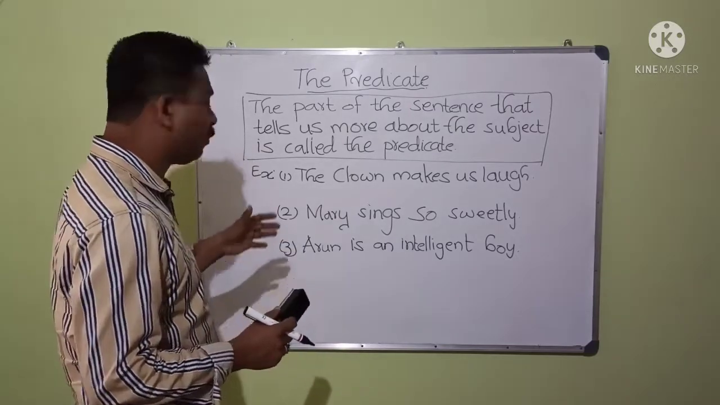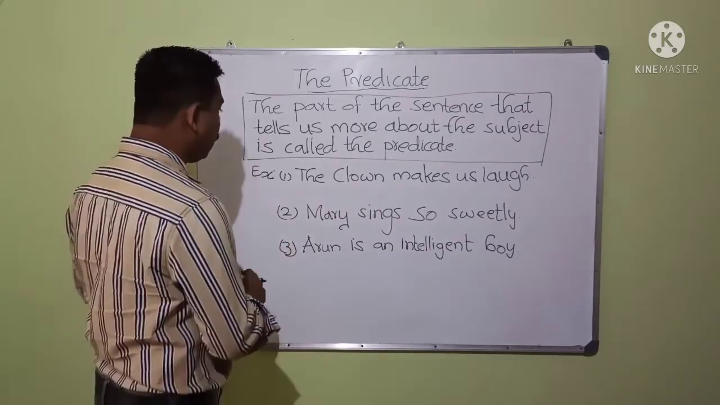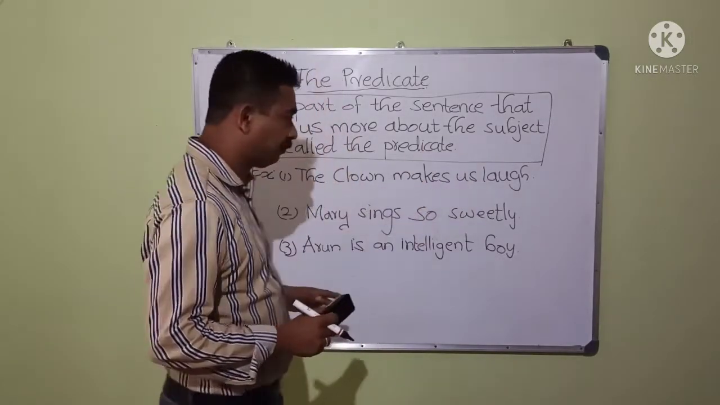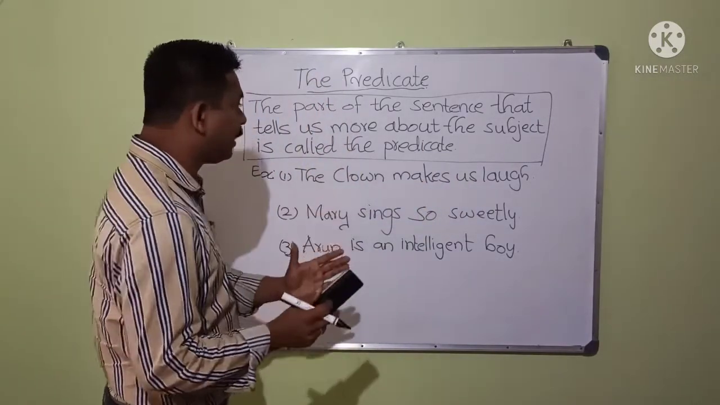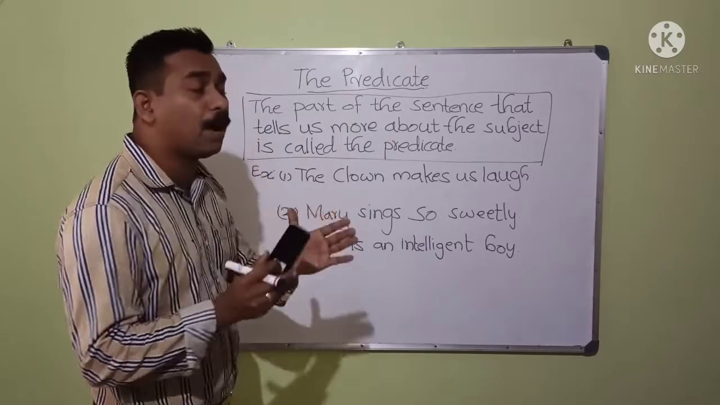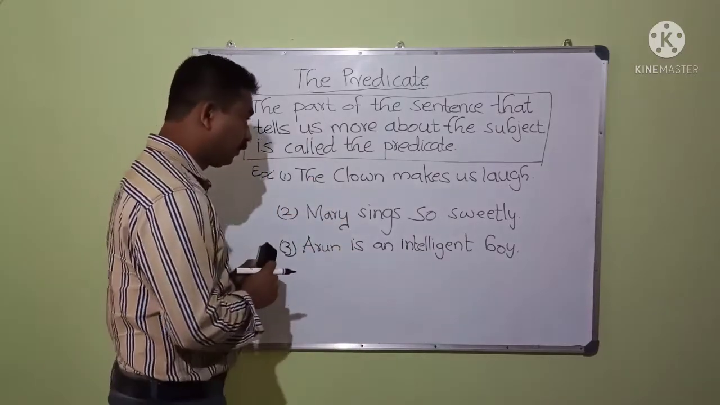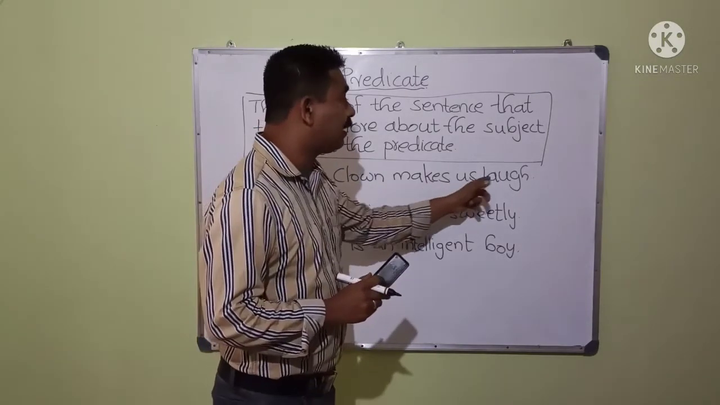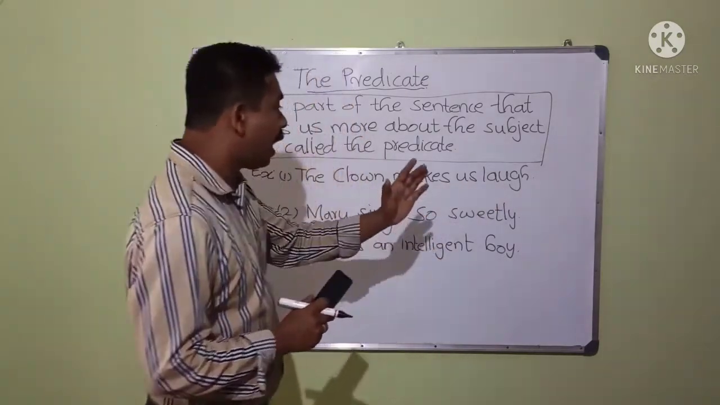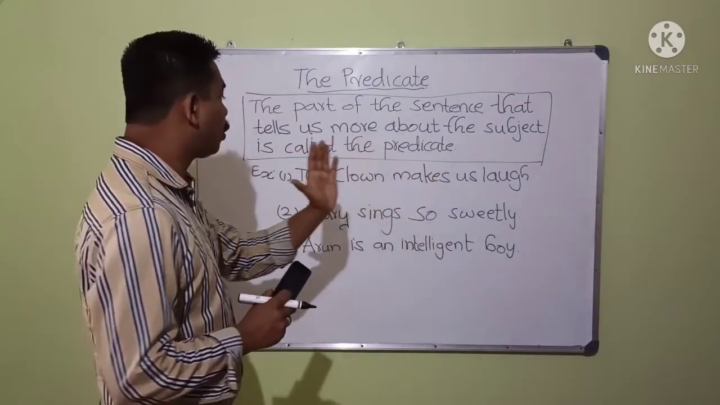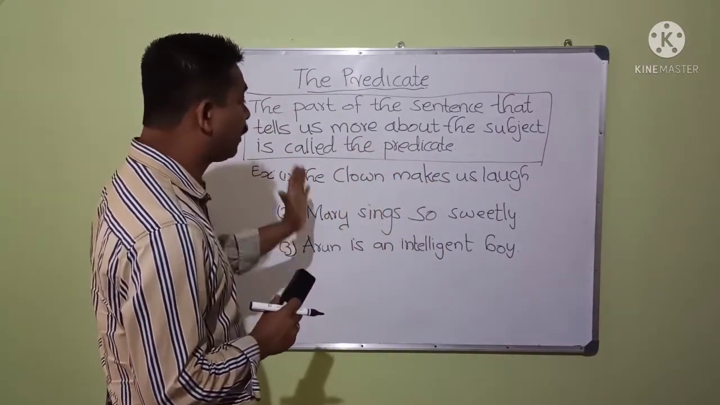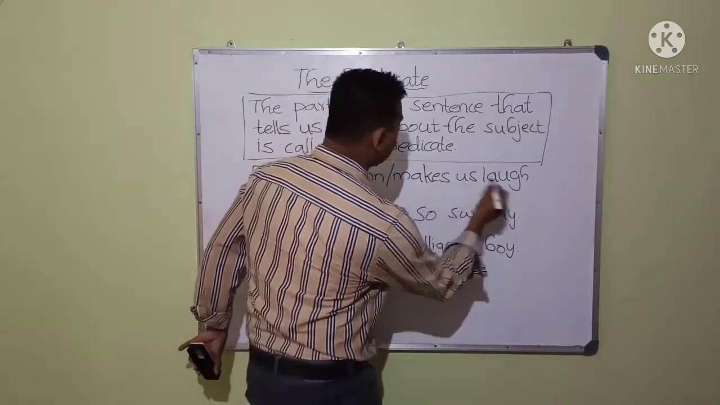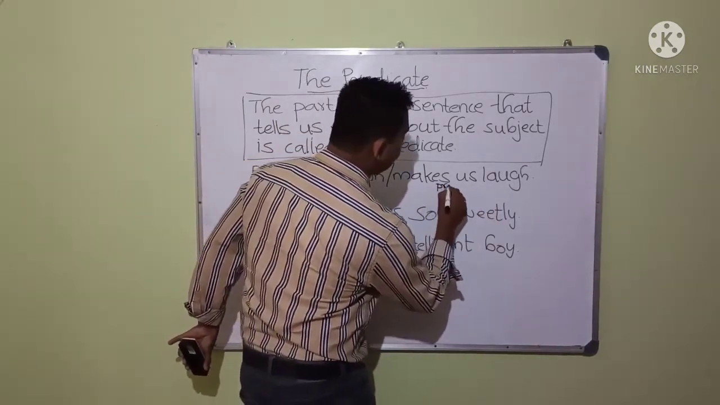Here we have three examples. The first one, the clown makes us laugh. We know very well that the sentence says about the clown, and the words makes us laugh add something more to the subject clown. So makes us laugh is the predicate.